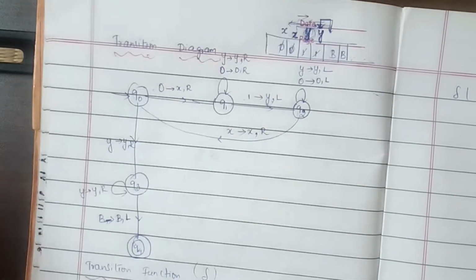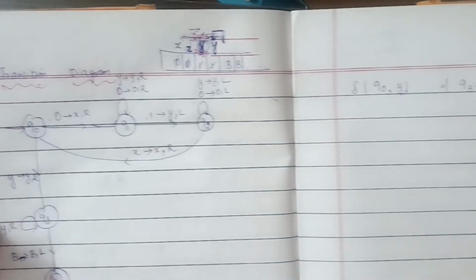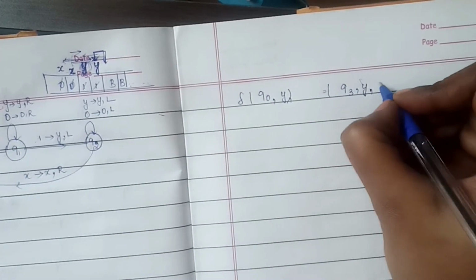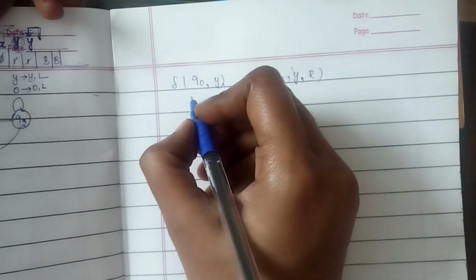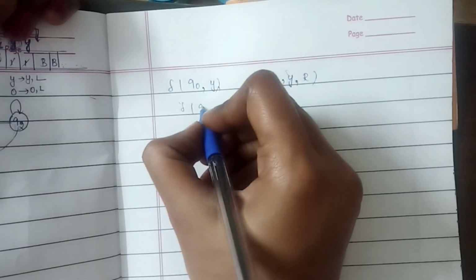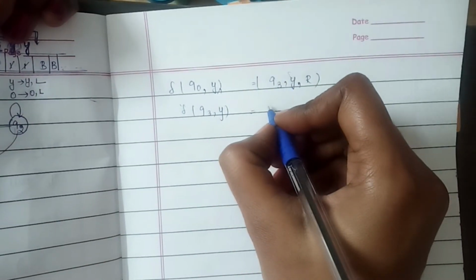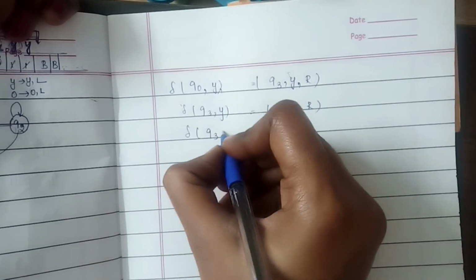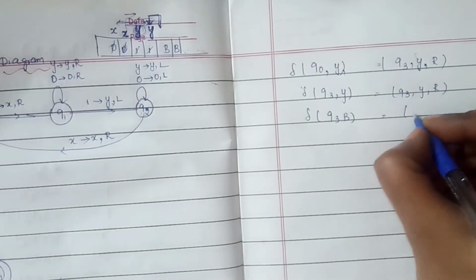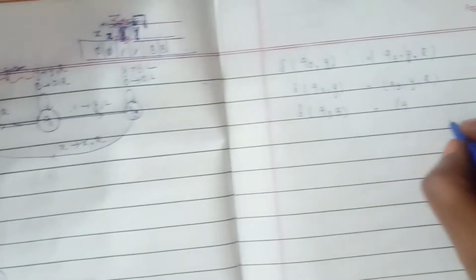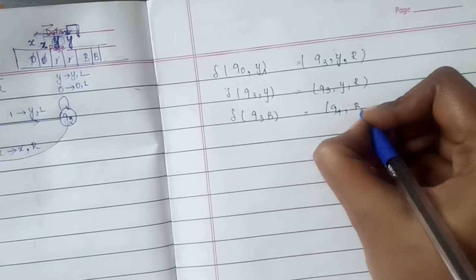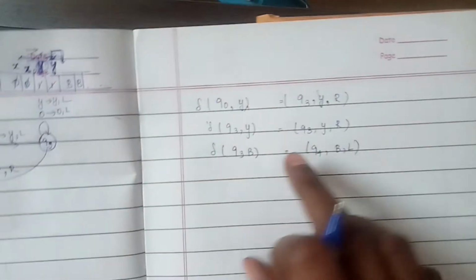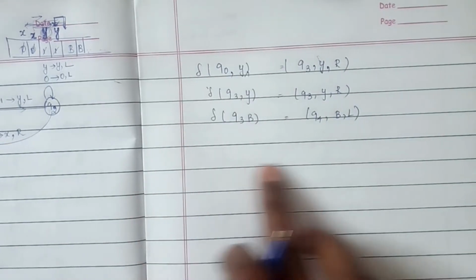So q3 and Y will have R, right? After this we'll have q3 on Y, q3, Y, R. After that q3 on blank. Referring to this, we have q4, so I refer to this one and write q4, blank, L. So this is the way it has to be written. So this is the transition diagram, and it has to be written like this.